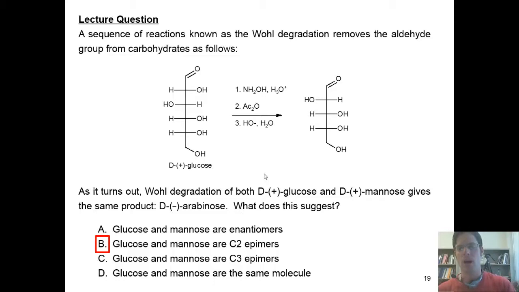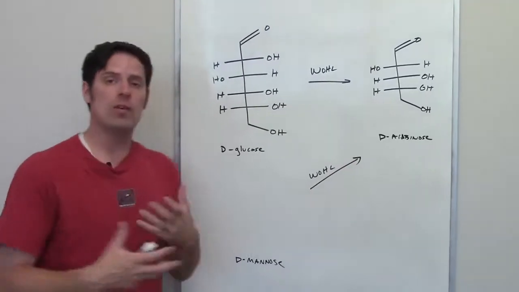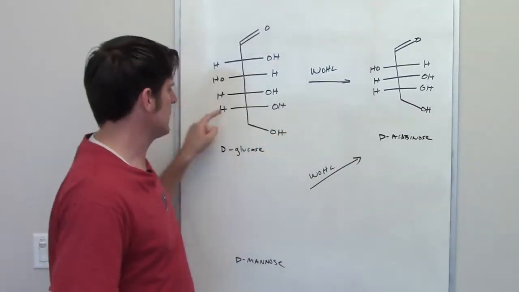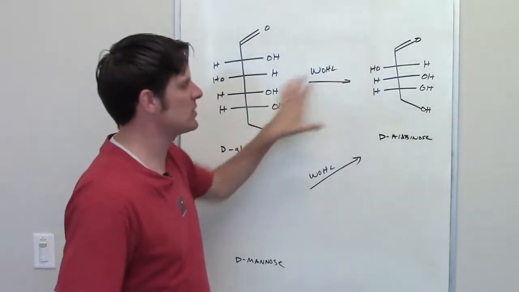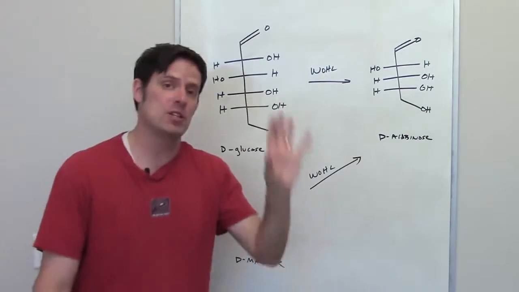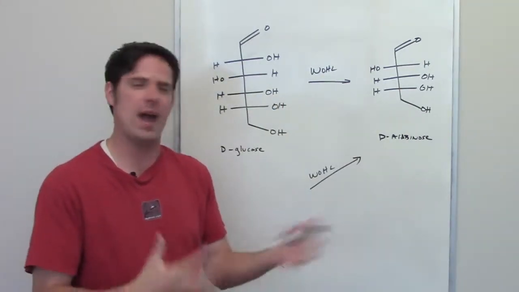Now if you want to know why, I'll go ahead and explain it to you on the board right now. In this question we're shown D-glucose, and we're told that when it's subjected to Wohl degradation conditions, it converts D-glucose into D-arabinose. Now if you don't know what Wohl degradation conditions are, I'll post a link right here to a previous lecture in which I talk about them and actually show you why they work.